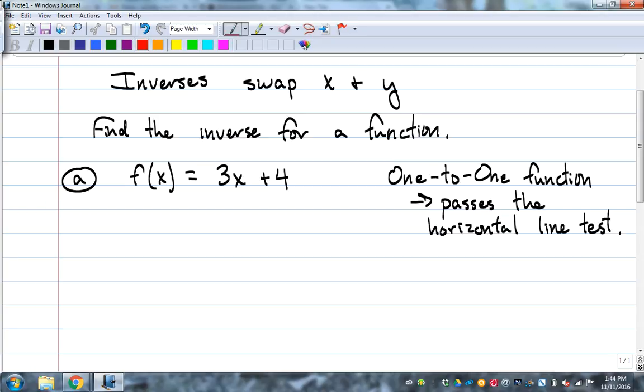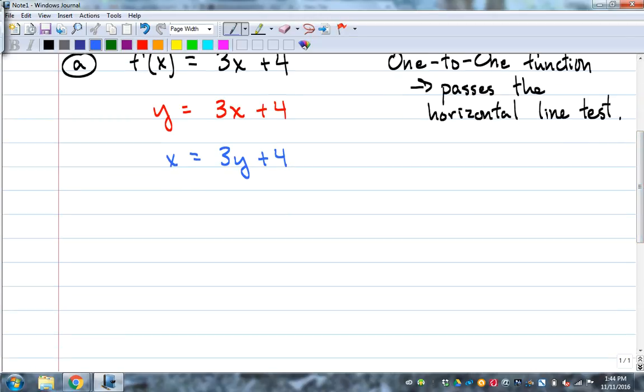So inverses swap x and y. What part of that function is y? f of x, that's right. Good job. All right, if inverses swap x and y, that's what we're going to do. We're going to swap x and y. Then we're going to solve for y again, and that's going to give us the inverse function.